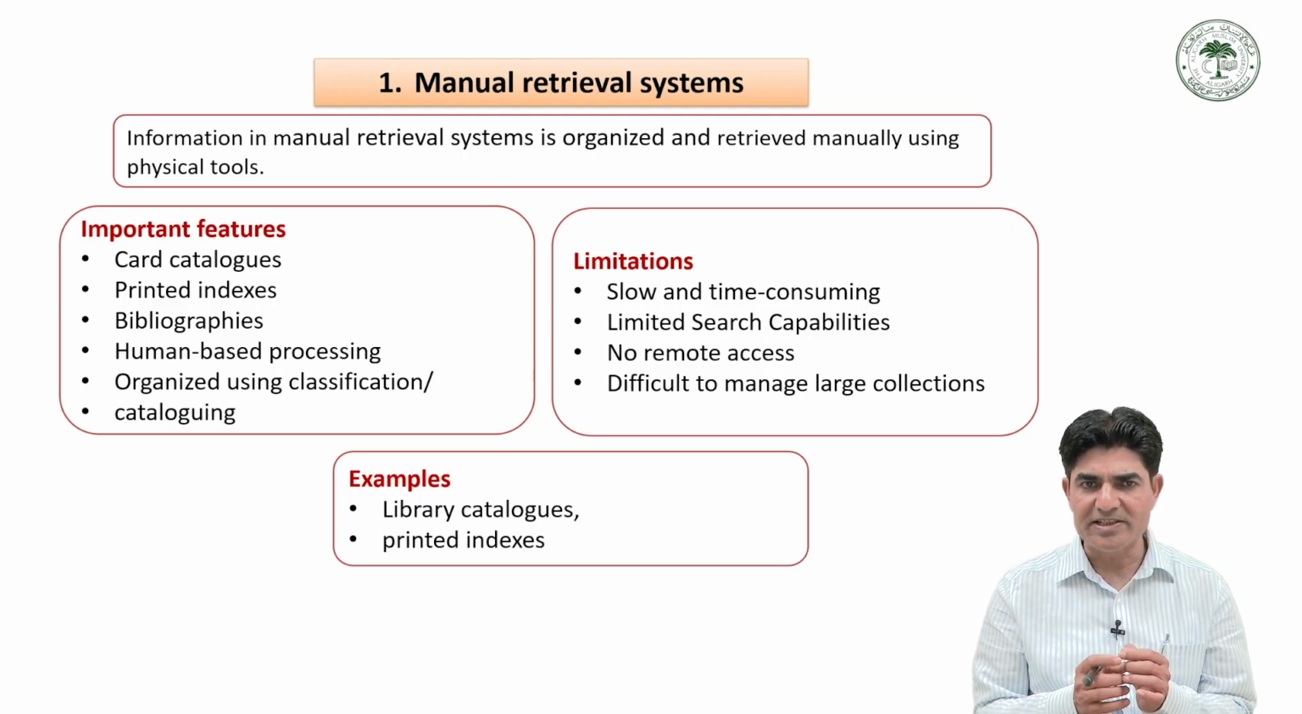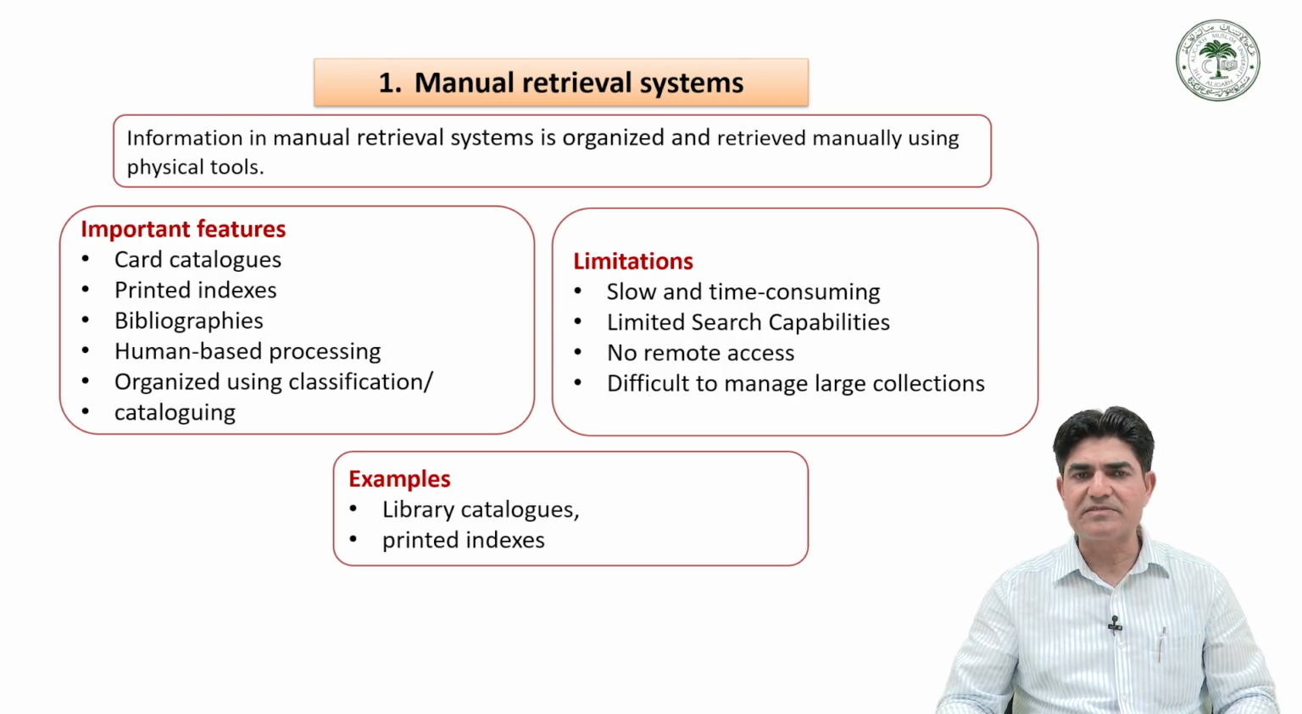Another important limitation of manual retrieval systems is the limited search capability, because we can search for a specific document only by searching the catalog or the printed indexes, maybe the printed abstracting or indexing journals, or in the case of libraries, if we try to find a book, then we need to search the printed catalog. So the searching capabilities were limited in these kinds of information retrieval systems.